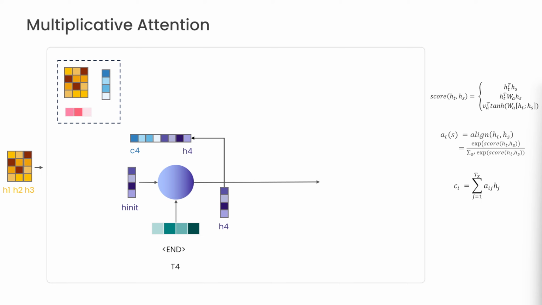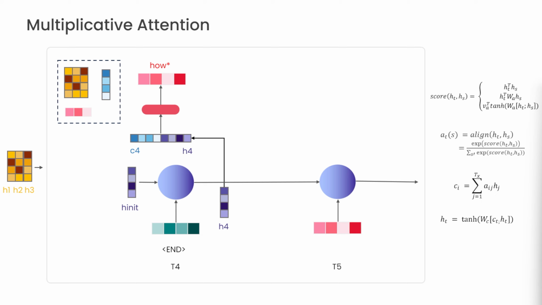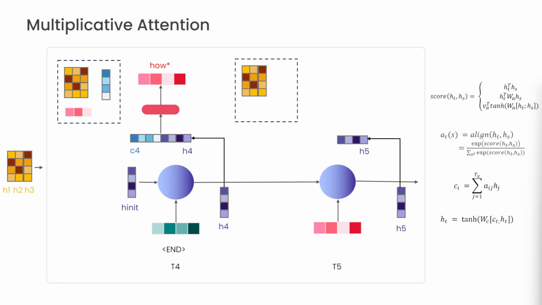We then concatenate the attention context vector with the decoder hidden state for that time step. This combined vector is passed through a fully connected layer, which involves multiplying by the weight matrix WC and applying a tanh activation. The output of this layer becomes the first predicted word in the output sequence. We then move on to the second time step, using the hidden state and output from the first step to generate the next hidden state h5, continuing the process for subsequent time steps.